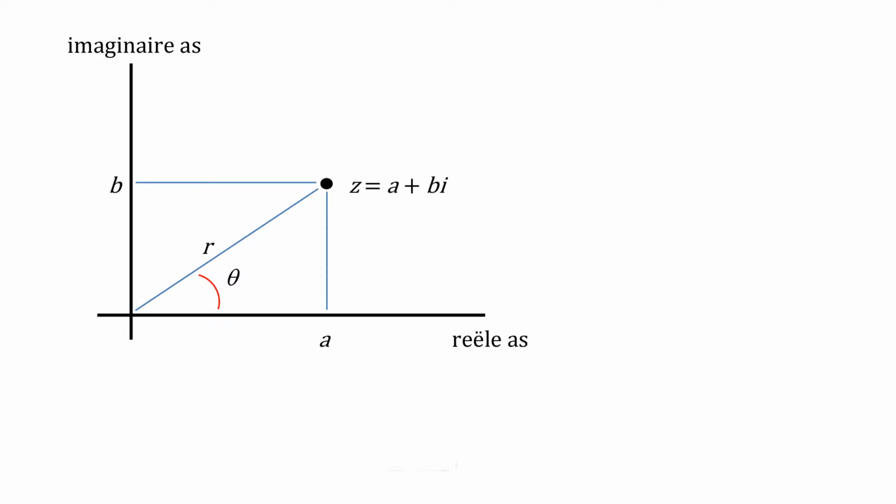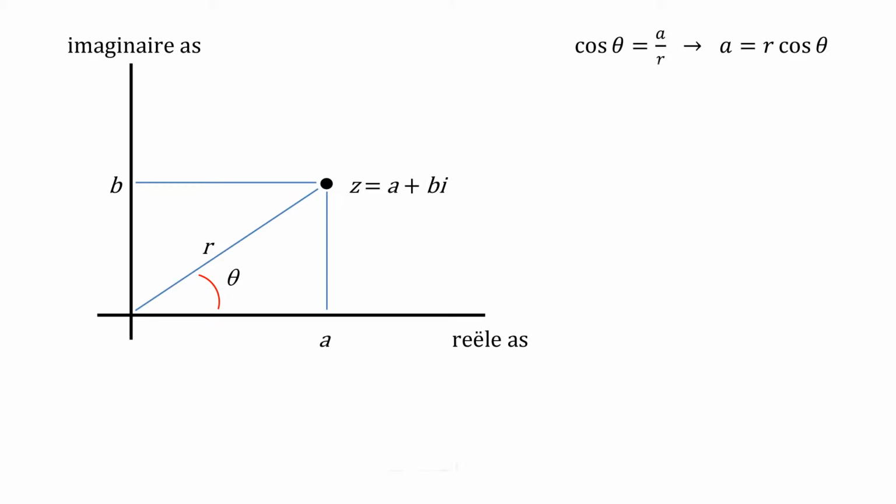From the drawing it will be clear that the cosine of theta equals this adjacent side divided by this hypotenuse. So the cosine of theta equals a over r. From this it follows that a equals r times the cosine of theta.